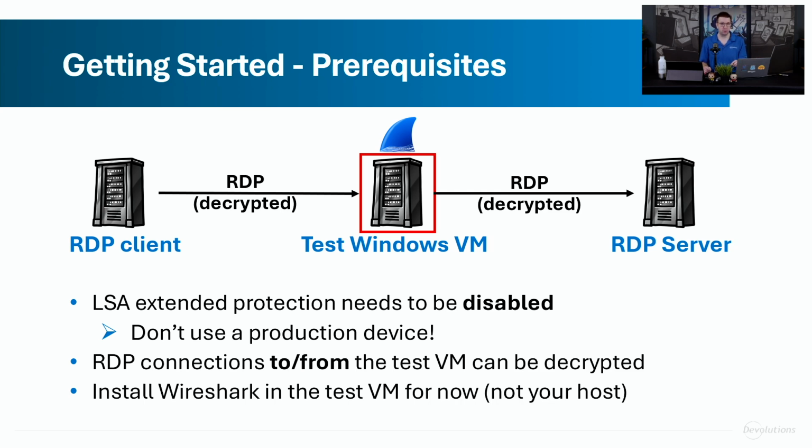You will be able to decrypt RDP connections to and from that device. So if you go into that test Windows VM and then RDP into another machine, you should be able to decrypt that too. So it works for the server, but also the Microsoft RDP client. In that test VM, install Wireshark, because we're just going to do everything locally inside that test VM. We'll see in the second step how to decrypt from a separate machine.